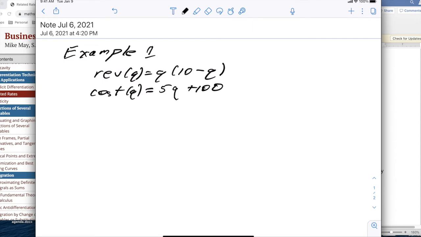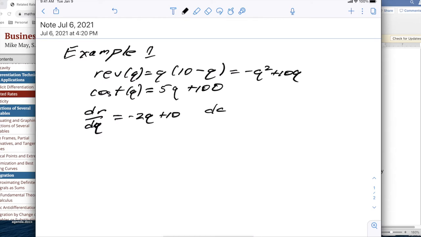Looking at this problem, I can compute d revenue/dq easily. Revenue as a function of q is minus q squared plus 10q, and so d revenue/dq is minus 2q plus 10. I can also compute d cost/dq pretty easily. That's equal to 5.